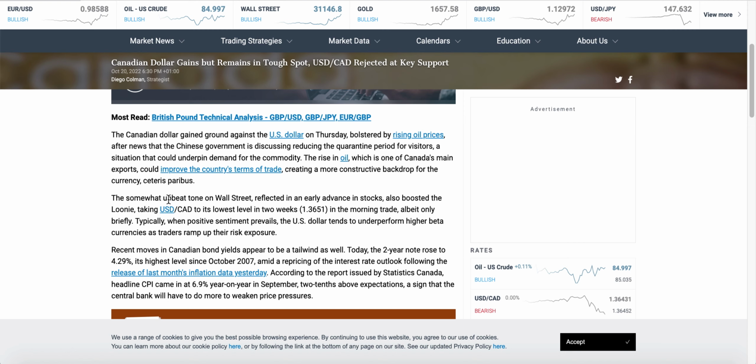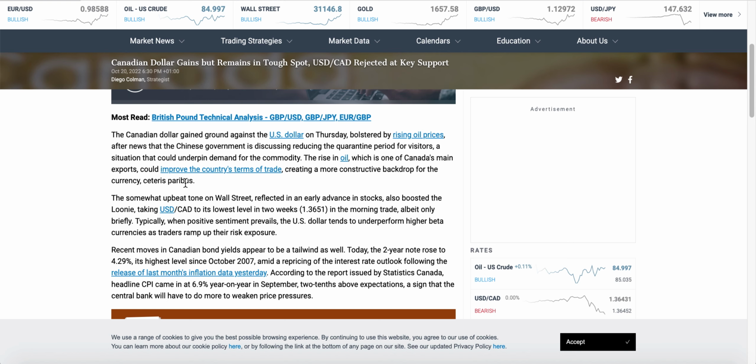So if you want to trade Canada, let's say you should buy the Canadian dollar, just go and check the US oil. If the oil is strong, then the Canadian dollar will be strong, creating a more constructive backdrop for the currencies.